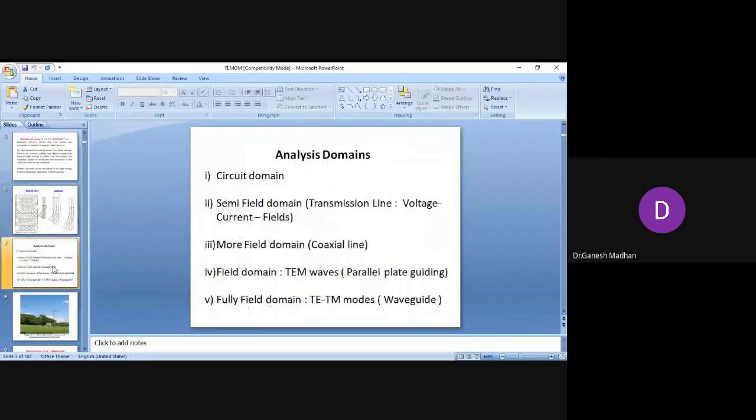I am now going to the next slide, slide number 7. So for any electronic circuit or electromagnetic phenomena, we have various domains of analysis.